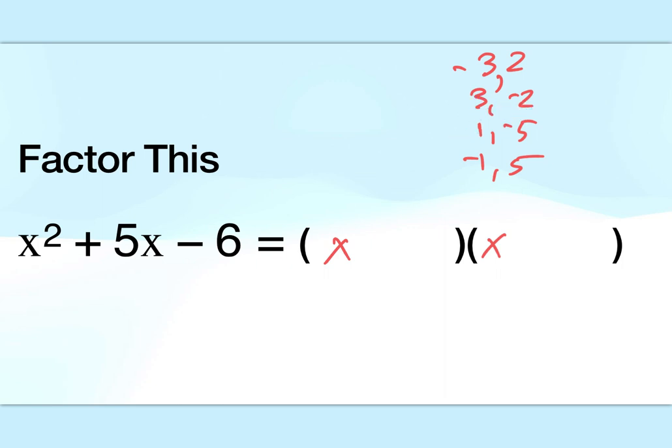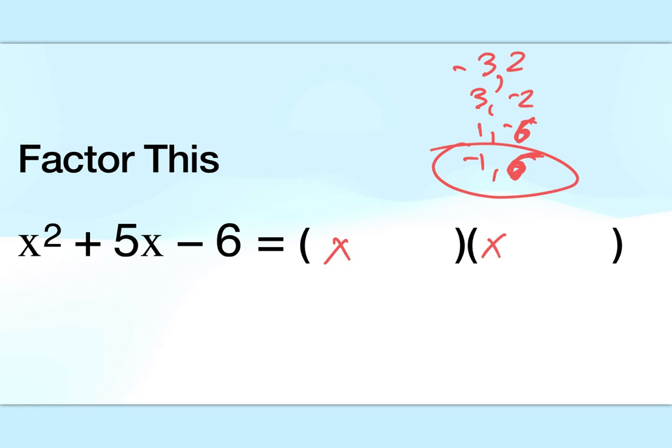Oh, that shouldn't be a 5. It should be a 6. We're multiplying to 6, not 5. Sorry about that. These add to negative 5. This adds to positive 5. This is my choice pair because it multiplied to the last term and adds to the middle term.